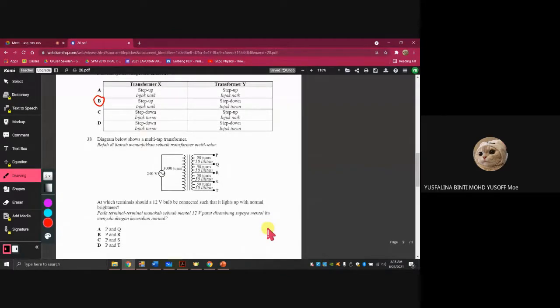Okay, for question 1038, try to answer this one. They ask which terminal should be connected so it can produce the 12 volt. Use the formula NS over NP equals VS over VP. Whether it should be connected from P to Q, or P to R, or P to S, or P to T. What you have to do is find first the number of turns in the secondary coil, and it needs to produce the 12 volt at the secondary coil. So please try first.